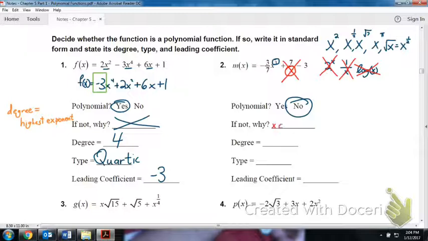X cannot be in the denominator. Okay? If x is in the denominator, that becomes a rational function, which we'll talk about later in the year. But for a polynomial, x cannot be in the denominator. So, let's keep on rolling from here.